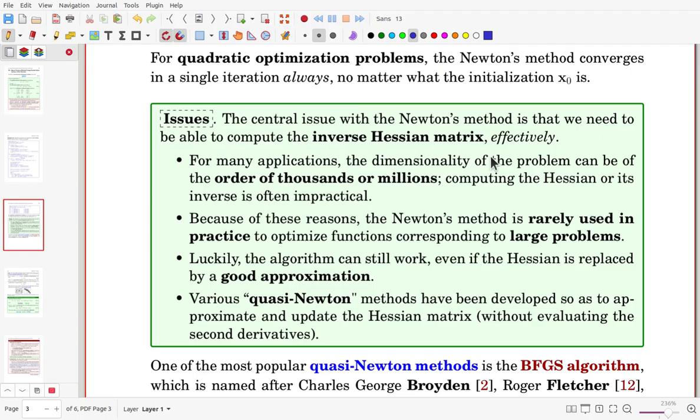Luckily, the algorithm can still work even if the Hessian is replaced by a good approximation. So various quasi-Newton methods have been developed in order to approximate and update the Hessian matrix.